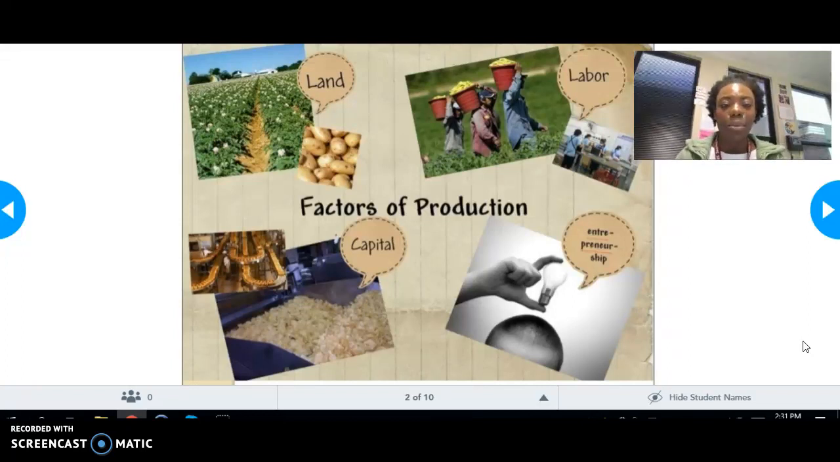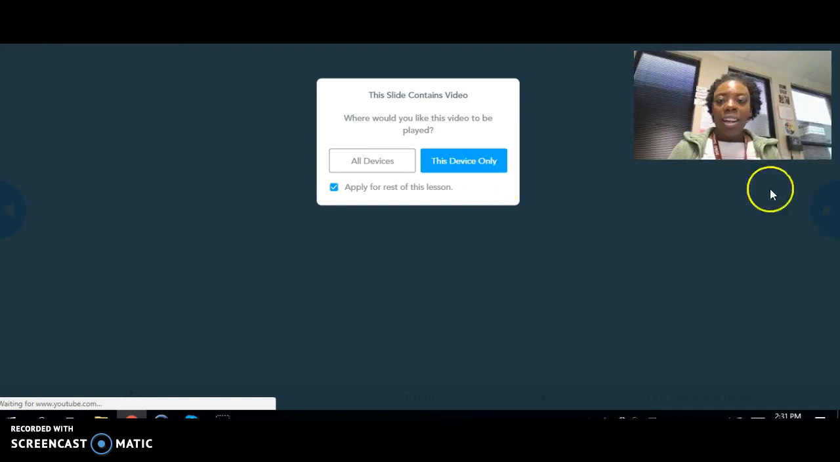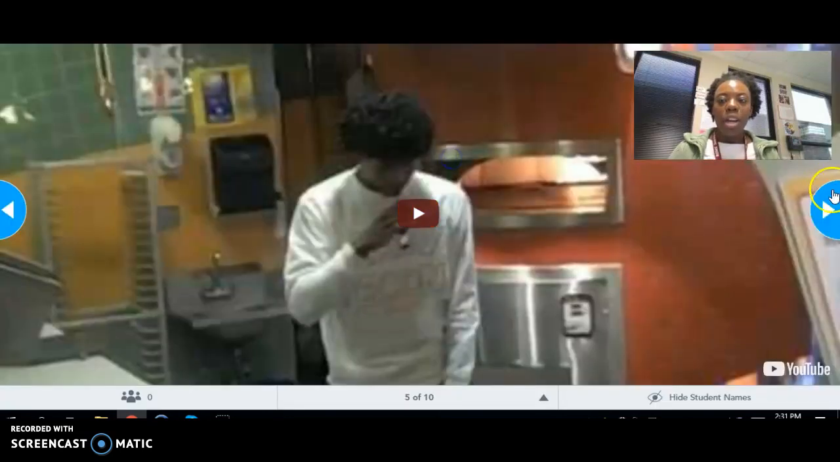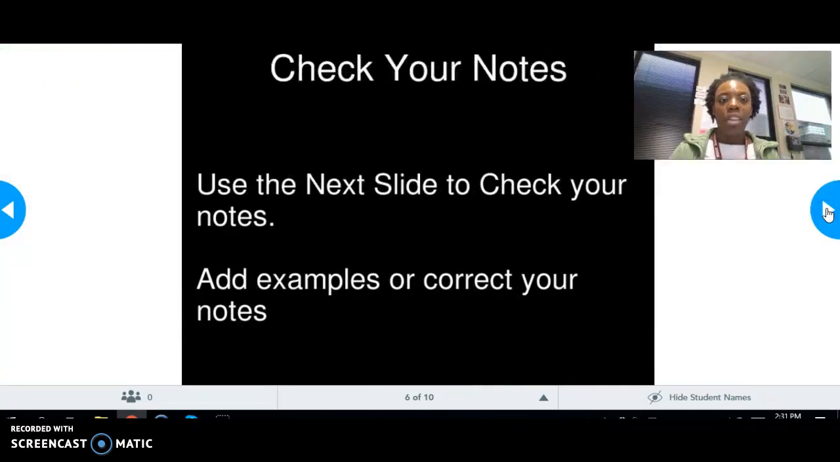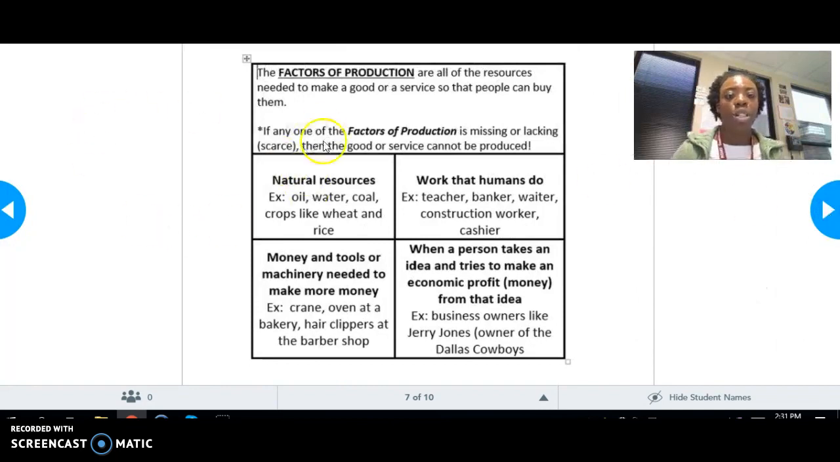So in your ISN, there are notes that are titled Factors of Production. It'd be helpful for you to turn to those notes because there should be a foldable that explains what land, labor, capital, and entrepreneurship are. When we originally did this lesson, you were introduced to a fun video, and in the video it explained everything that factors of production are.